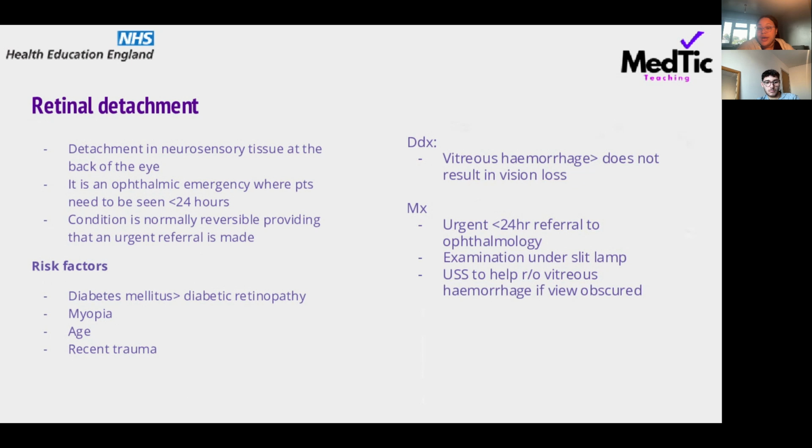vitreous hemorrhage. And management is fairly straightforward in terms of what we would need to know at this stage, for the UK MLA. So just be aware that it's an urgent referral to ophthalmology. They'll probably examine the eye under slit lamp. They might also request an OCT, to see if there's any macular involvement, and then proceed to surgery as they see fit.